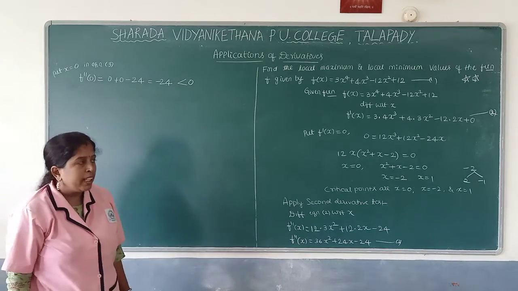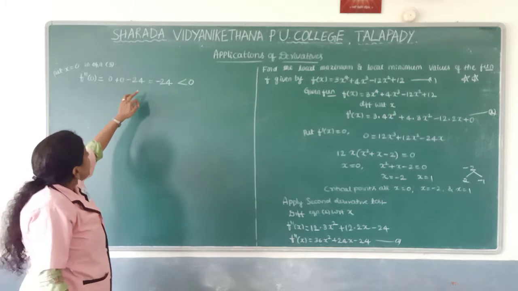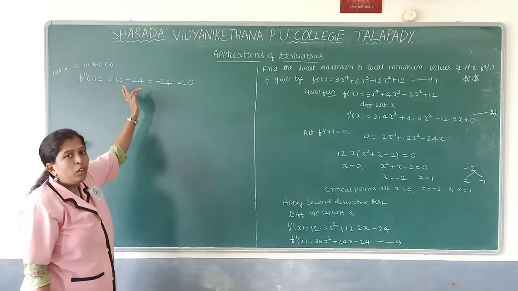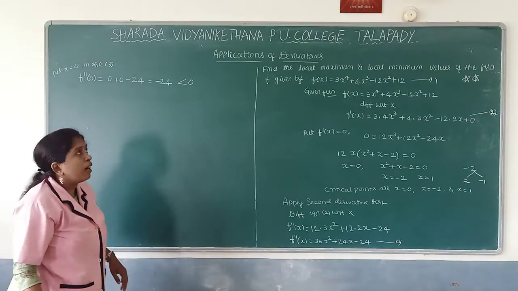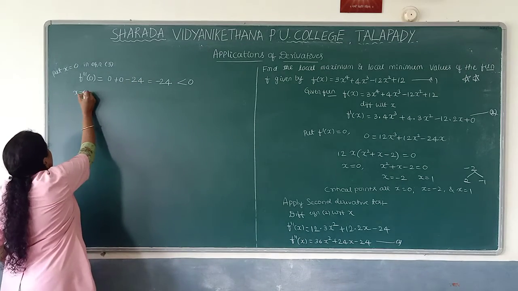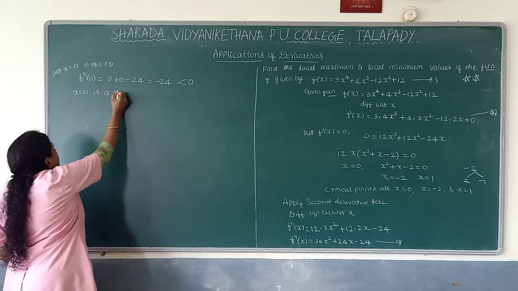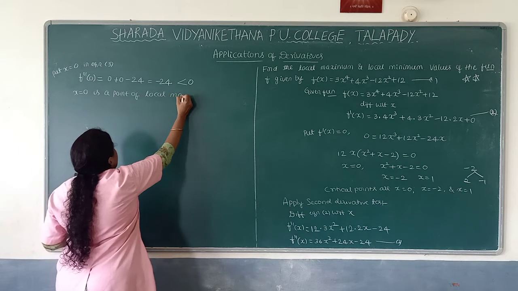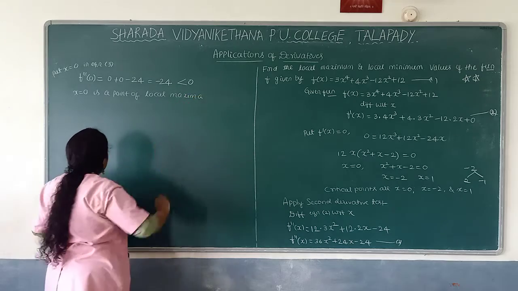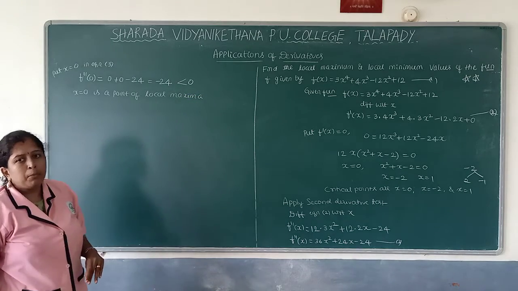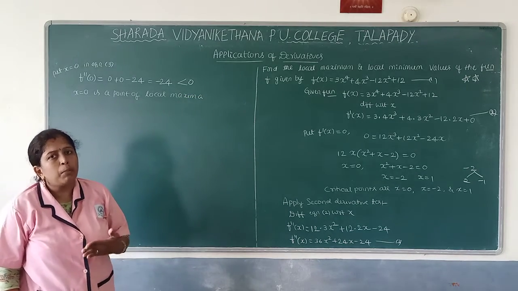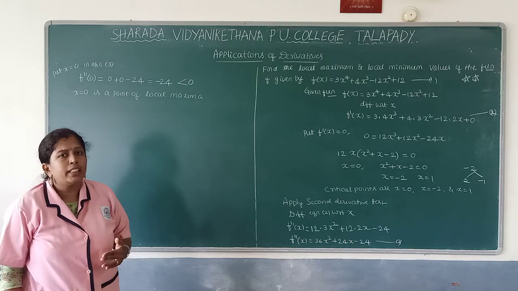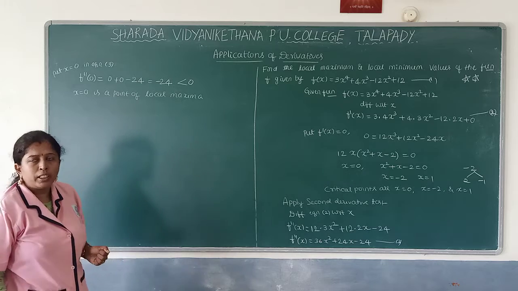Negative means less than 0. What did I say? If it is less than 0, then x is equal to 0 is a point of local maxima. So you got a point of local maxima. Then what about the local maximum value of f of x at x is equal to 0? We are going to discuss that now.